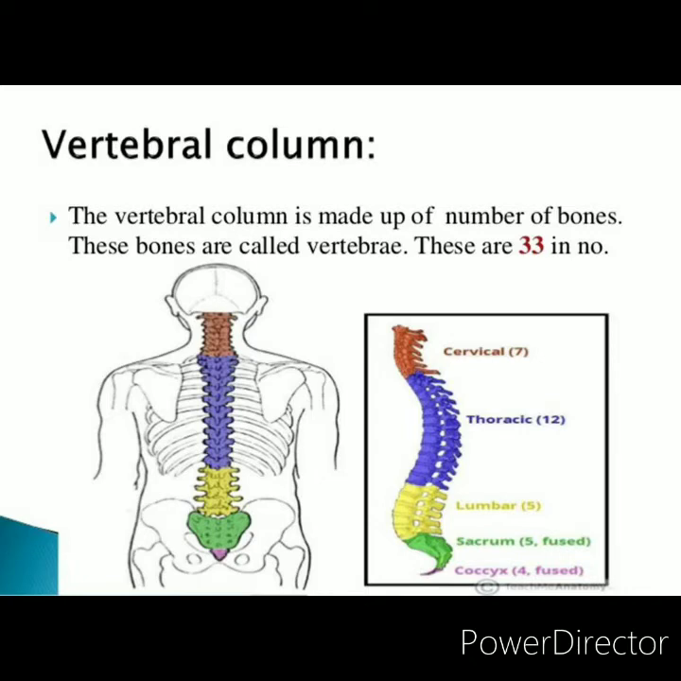Okay, the next is sacrum and coccyx. In the sacrum we have a total of 5 bones. Okay, and they are fused together, that means they are joined together. And next is the coccyx, the purple color, and we have a total of 4 bones in the coccyx. So the sacrum and coccyx are both fused bones. So a total of 9 bones are available. And the sacrum and coccyx are also very important for back support.